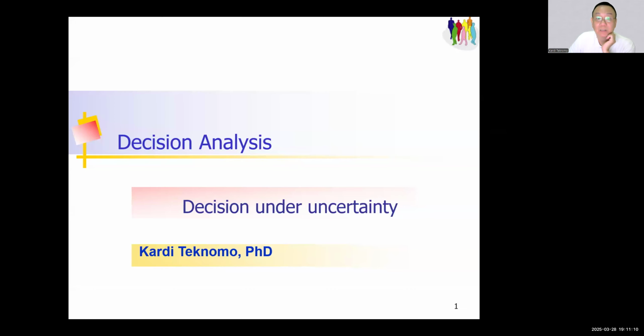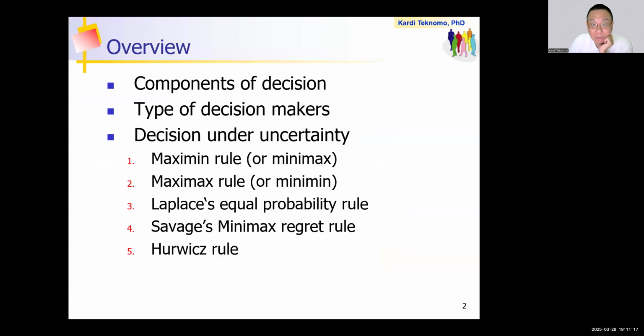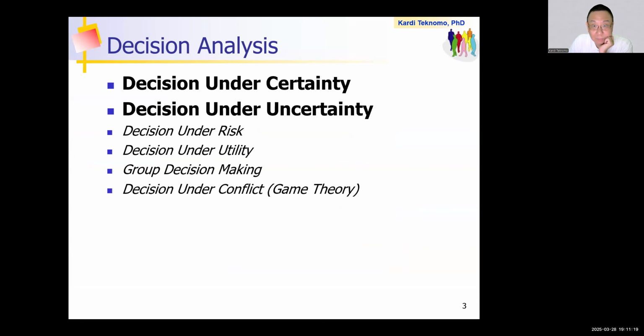And you can go to the slide decision under uncertainty. So this is part of decision analysis. Okay. So again, these are the topics in decision analysis. So this is our topic today. Yeah, decision under uncertainty and certainty.